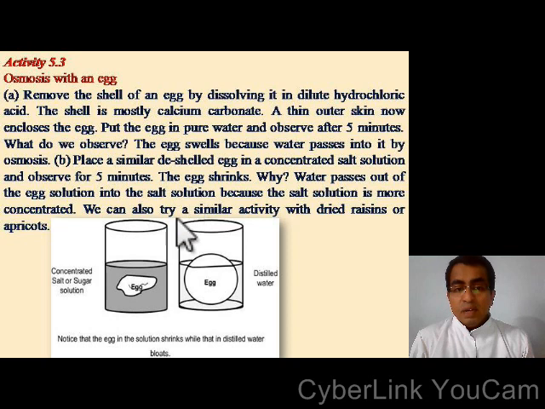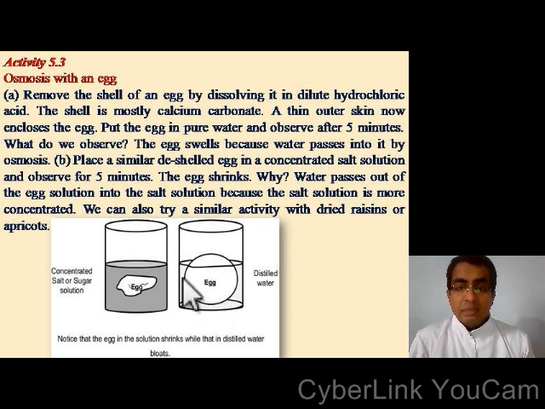Put the egg in pure water and observe after 5 minutes. Here you can see. What do we observe? The egg swells because water passes into it by osmosis. Water enters into the egg by osmosis.